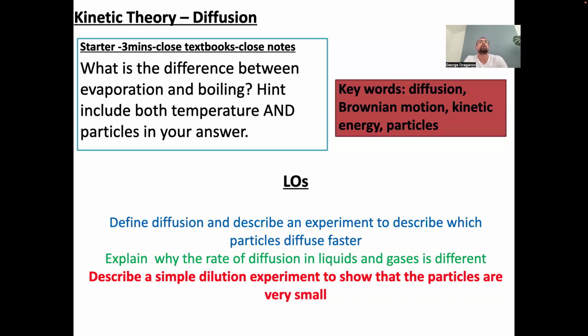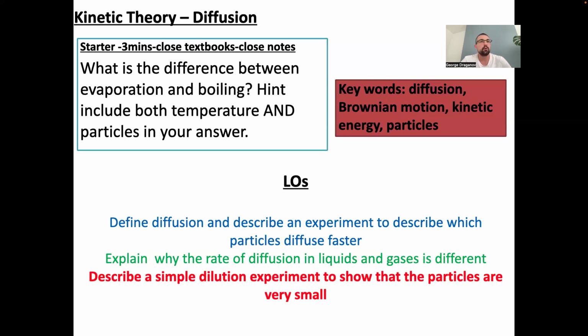What is the difference between evaporation and boiling? Now, the answer is that evaporation can occur at any temperature, obviously above zero, whereas boiling occurs at the particular boiling point of the substance.